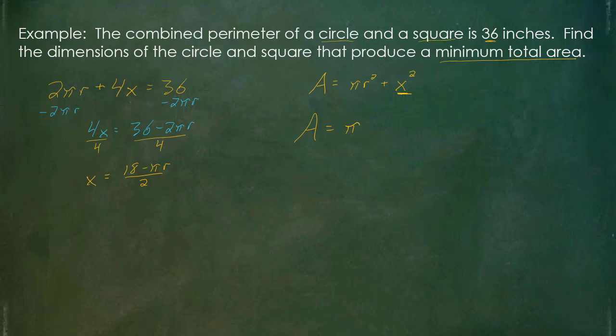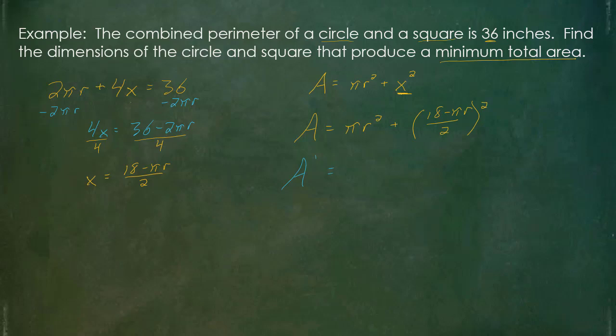So pi r squared is just going to stay the same, but the x squared is going to get replaced with 18 minus pi r over 2, quantity squared. And so now it's the derivative step. So it is important to note the domain of this one. I can't really have negative radius or a negative side length, so I do know that both r and x need to come back as positive values. So just important to note that before we get any further.